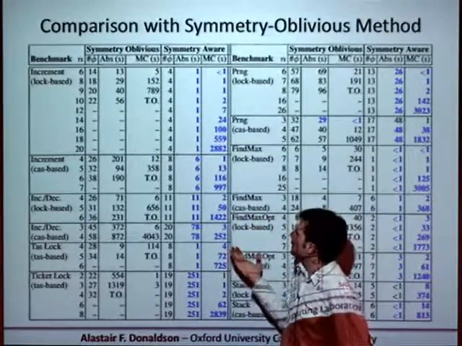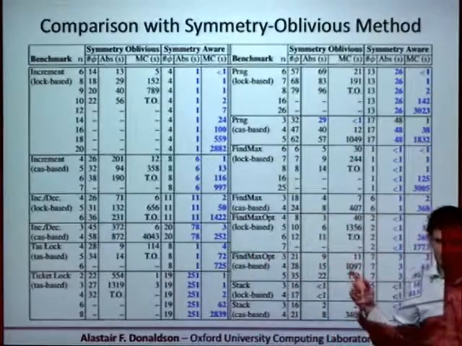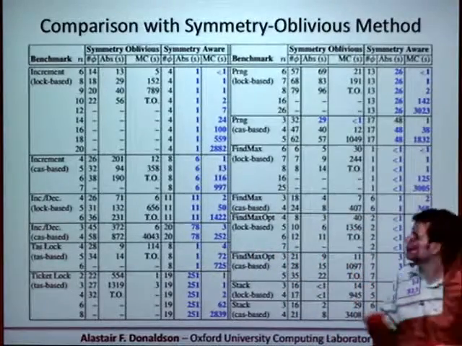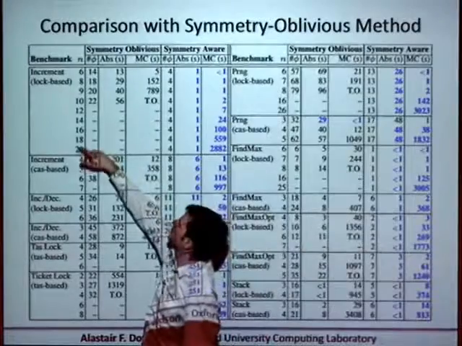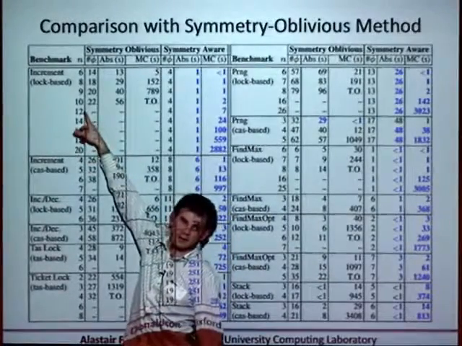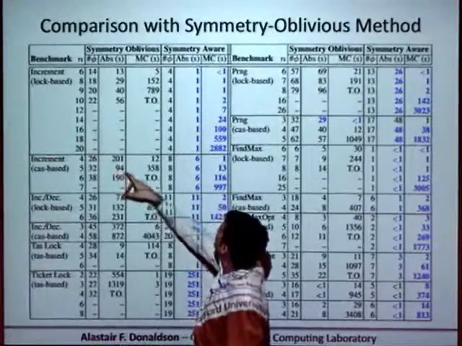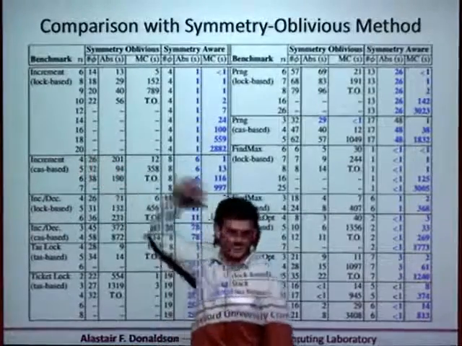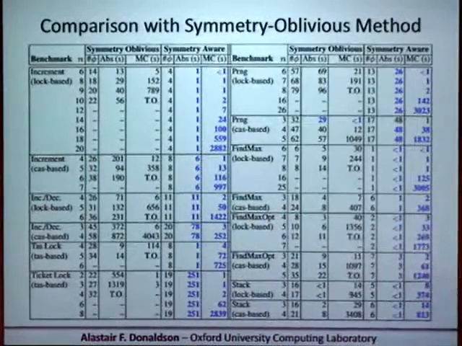We show the largest thread count that we can verify with each approach. In this example, we've shown a mixture of thread counts, but 10 was the largest thread count we could verify without symmetry, whereas we could go up to 20, but not further, with symmetry. So we can check interesting thread counts. Obviously, beyond a certain point, checking more threads isn't that interesting.